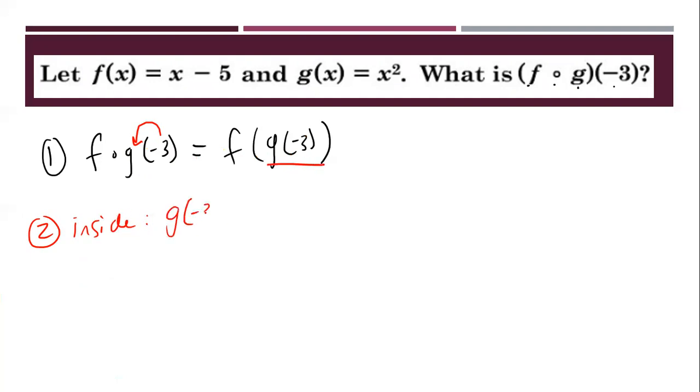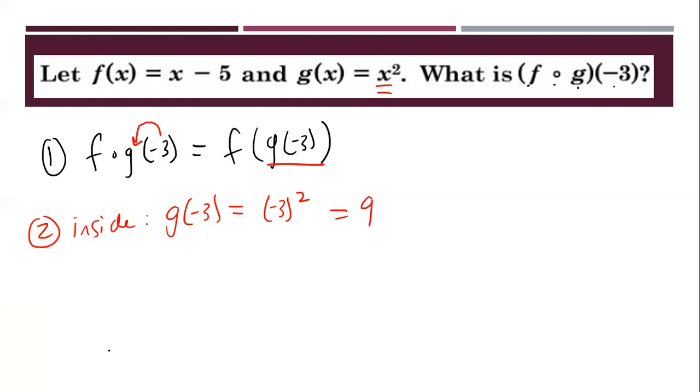So g of -3 equals -3 squared, because that's where x was, right? And what is -3 squared? Positive 9.